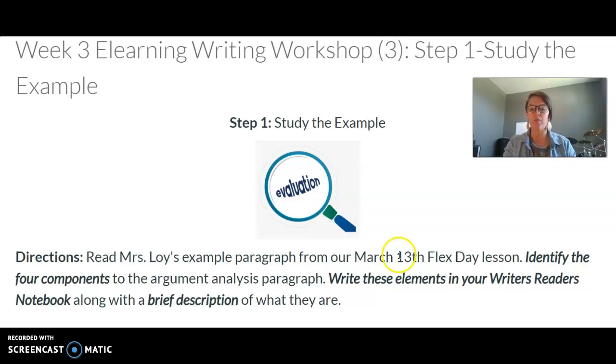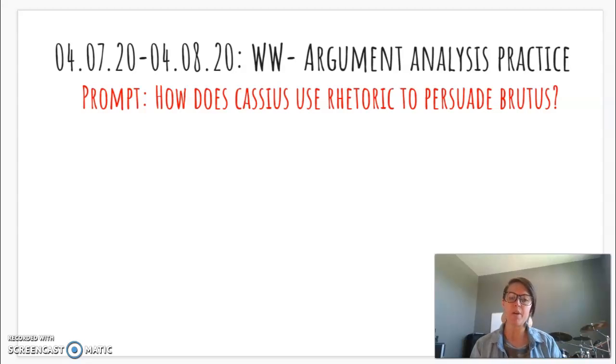So as we're looking over this example, our key is to identify the 4 components that go into an argumentative analysis and then to write these elements in our writer's reader's notebook along with a brief description. So let's cut over to our example and start our work today. For the sake of this writing workshop and this practice analysis, we're going to focus on the prompt, how does Cassius use rhetoric to persuade Brutus?